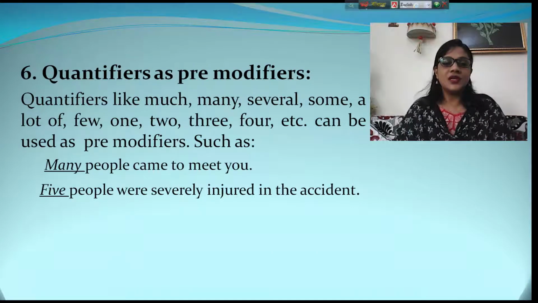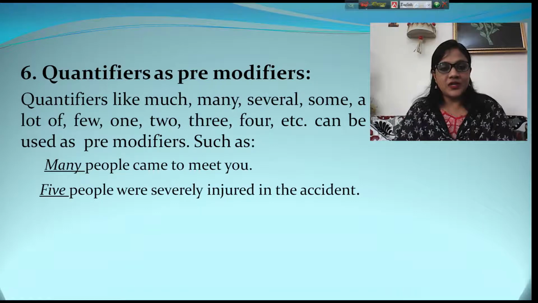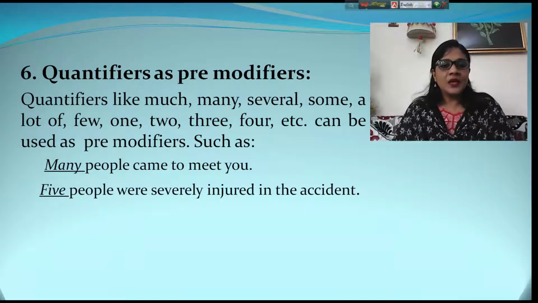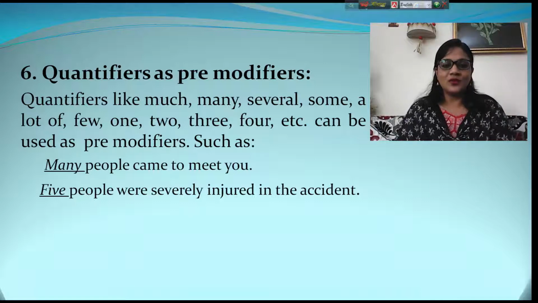Then you see quantifiers as pre-modifiers. Quantifiers like much, many, several, some, a lot of, few, 1, 2, 3, 4, 5, etc. can be used as pre-modifiers, such as: many people came to meet you. Here many is a quantifier, and it is placed before the noun, and it modifies that noun. For this reason it is used as a pre-modifier.